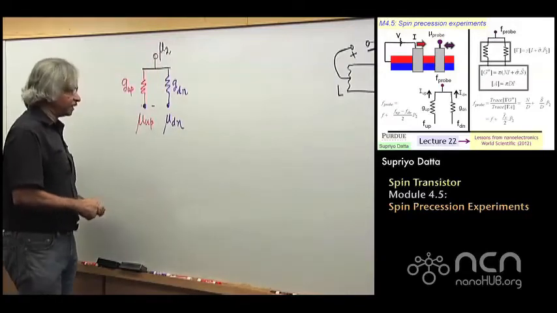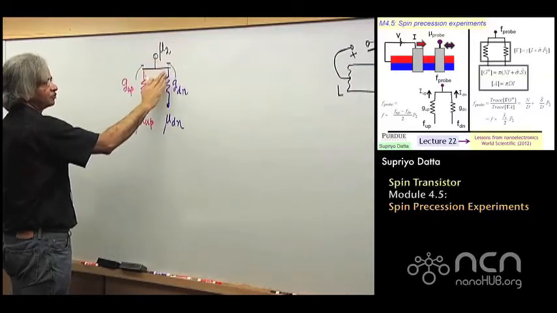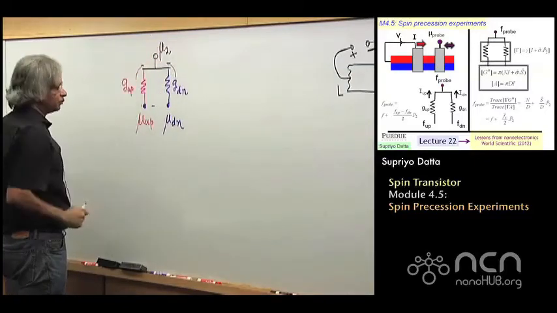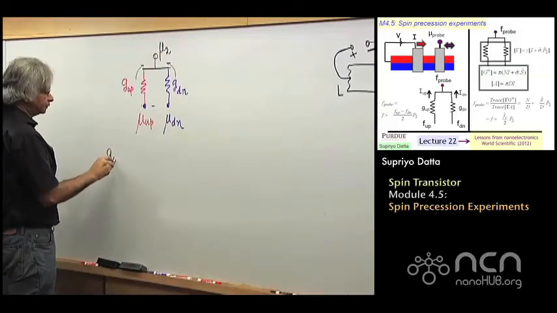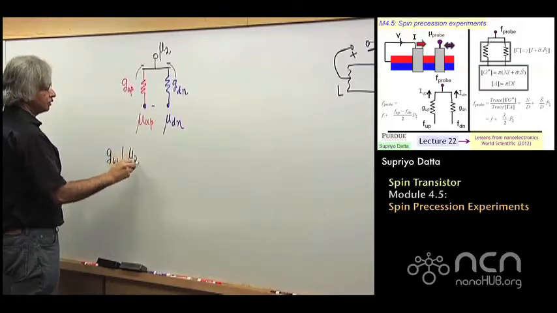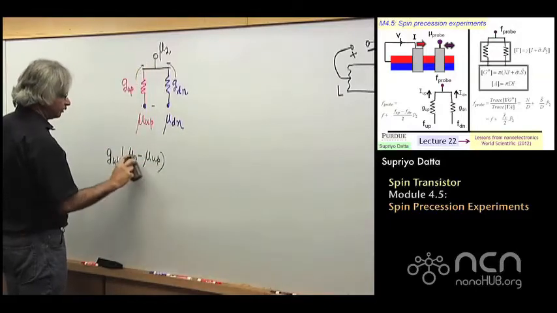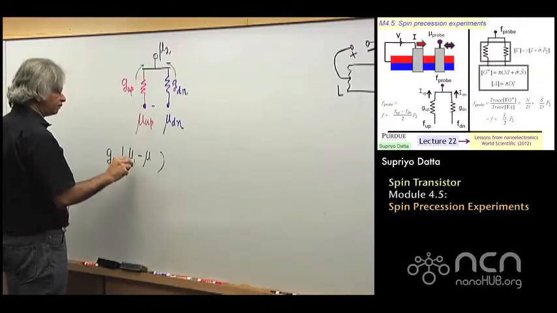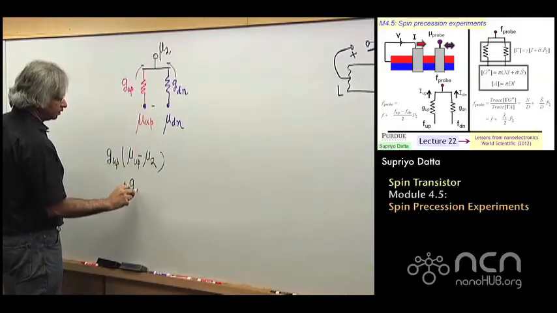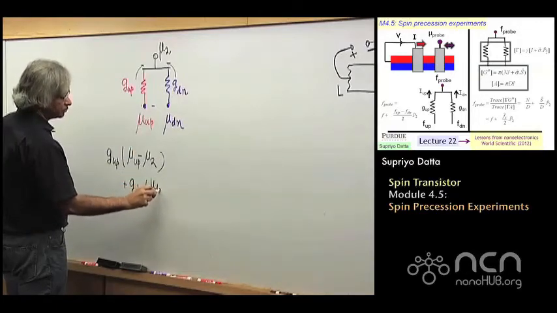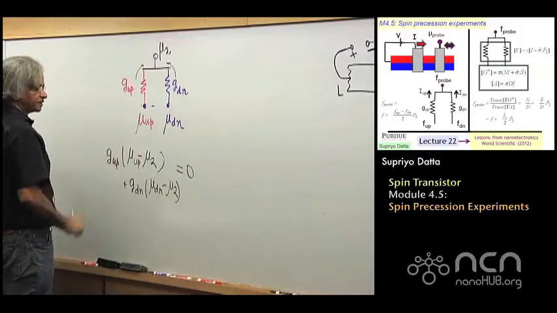And the argument we used then was, we said, well, the current here and the current here, those two must add up to 0 because this is floating, so current has no place to go. And so you could write G up times mu2 minus mu up. I guess maybe the way I've drawn the convention, I should write mu up minus mu2. So let's say this one, plus G down, mu down minus mu2 must be equal to 0. So those are the two currents that must add up to 0.